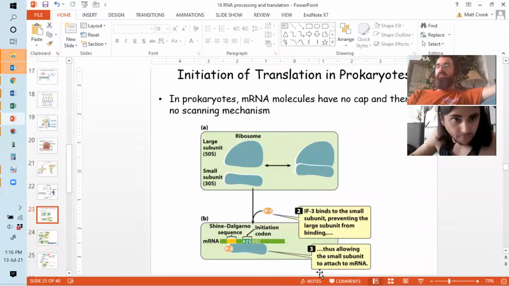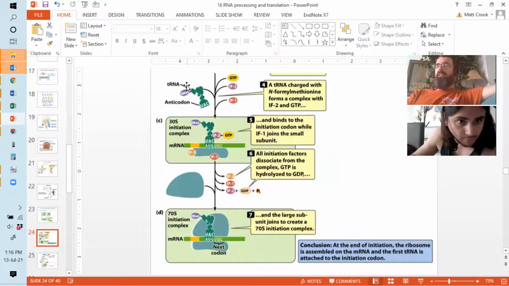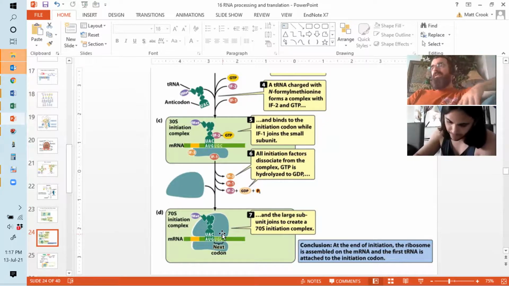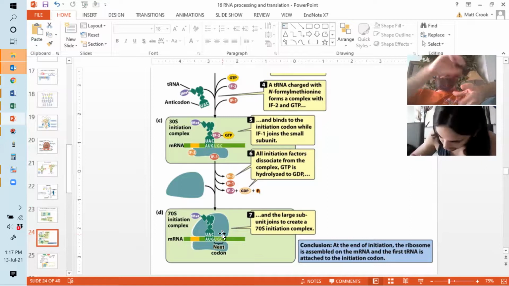So again, in prokaryotes, the small subunit binds first, using the Shine-Dalgarno sequence as a kind of recognition site. A charged tRNA, a methionine tRNA, is brought in with the aid of other proteins and a molecule of energy. Then all those other proteins dissociate, and that allows the large subunit to assemble over the top. It's almost like a Russian doll, sticking the top half on.